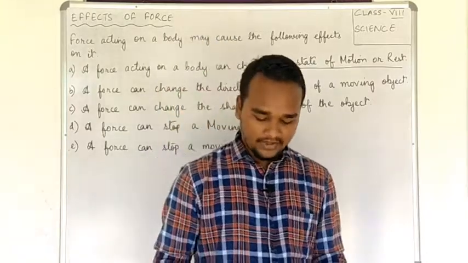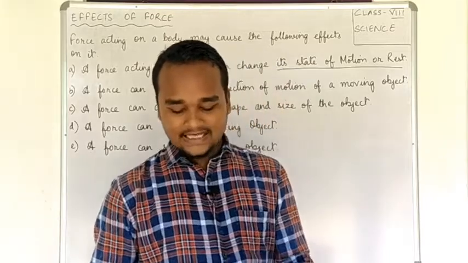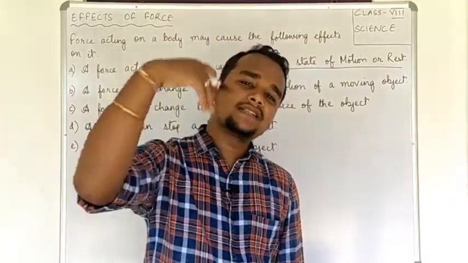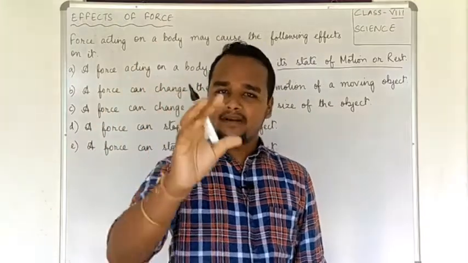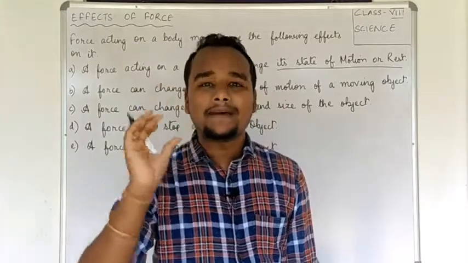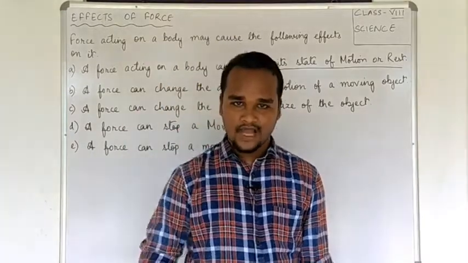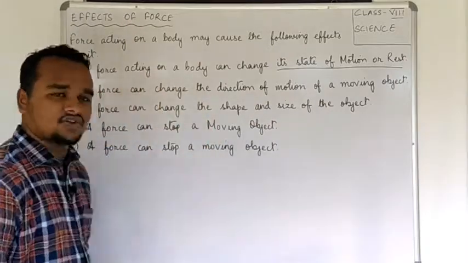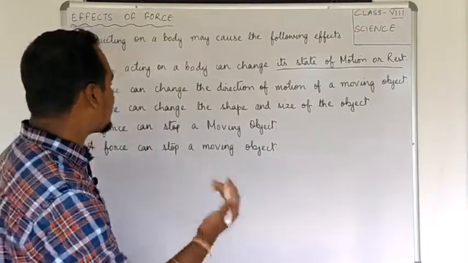What is the fourth point written here? A force can decrease the speed of a moving object. As I have explained in the previous point, you can either increase the speed of a moving object by applying force to it, or you can decrease the speed of a moving object on application of force. I hope you have understood the first point. A force acting on a body can change its state of motion or rest. Let us see the next one.